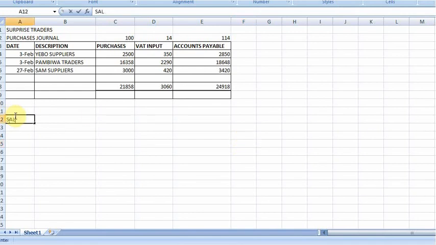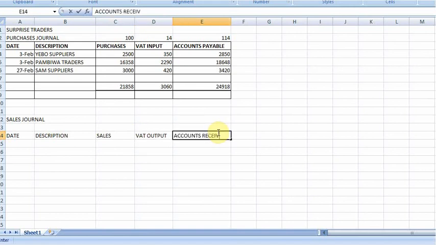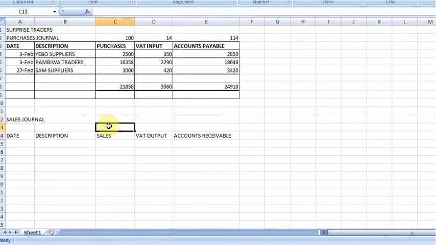Now I need to set up my sales journal. And for my sales journal, I will again have a date. I will have a description. I will have sales. Please remember that output goes with the sales journal. And then I will have my accounts receivable. You can also call it debtors control. Again, the sales will be representative of 100%, the VAT output 14%, and the accounts receivable, the debtor, is 114.